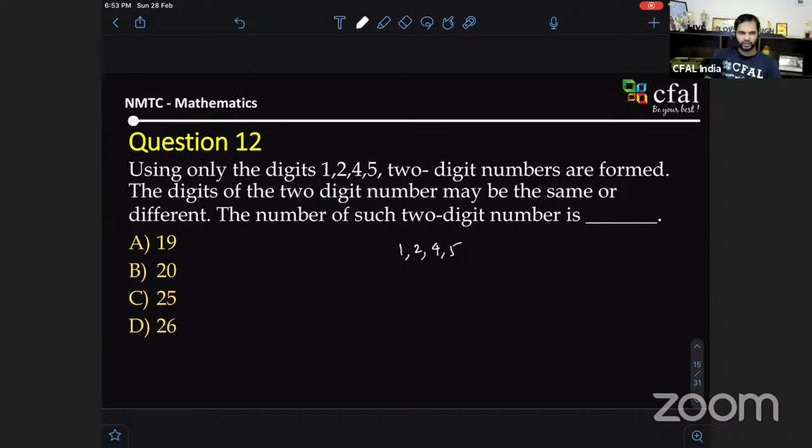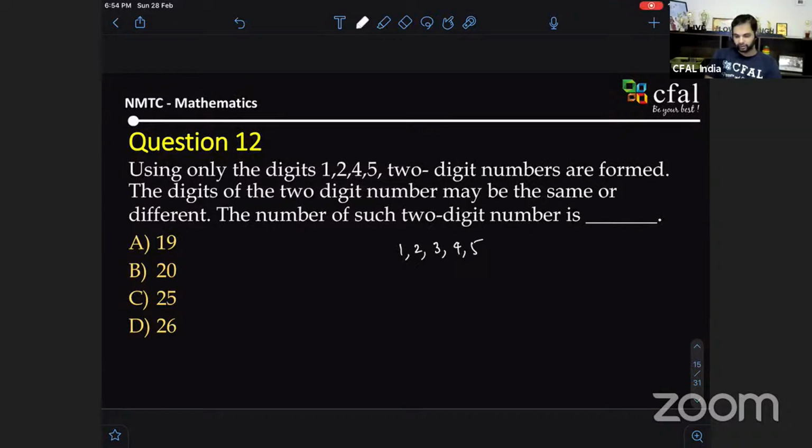Yes, sir, they have forgotten 3 in all the options. I considered 3 and got 20. Each number has 4 choices, so each 4-number square has 16. 4 into 4 goes to 16. Okay. Now, what about 5 numbers?